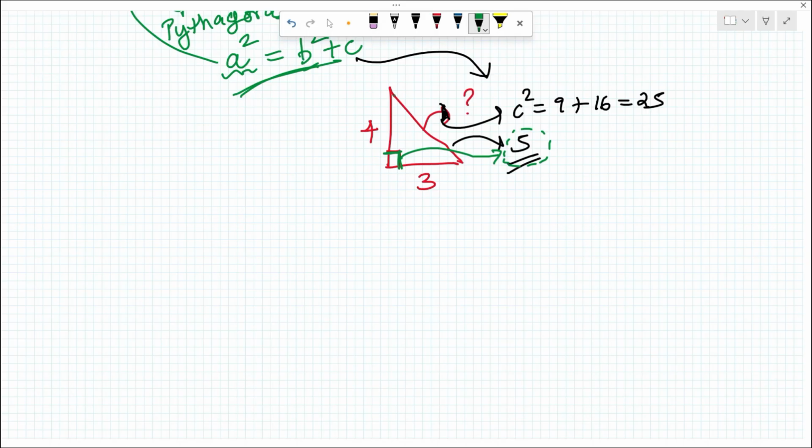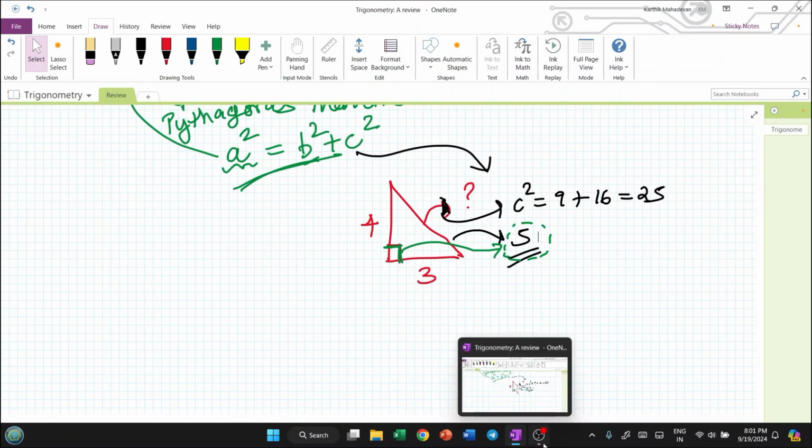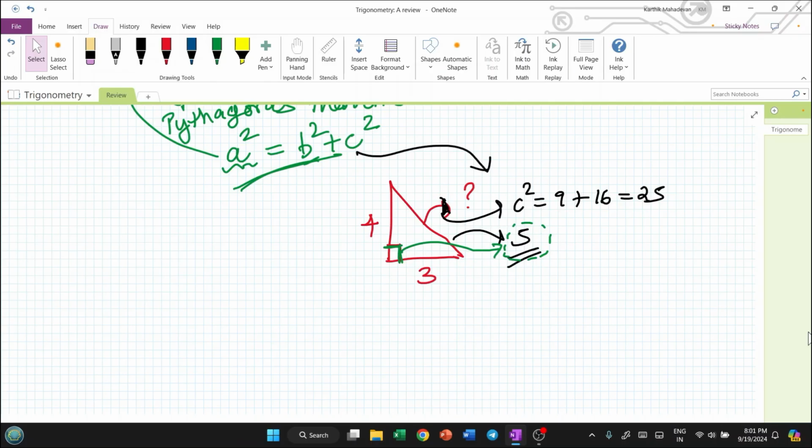Now let's come to the actual topic of interest, that is trigonometry. If I'm not wrong, you must have learned trigonometry in high school as well. But here we are going to revise all that, and probably you might get a completely new perspective of trigonometry that you might not have had in your high school days.